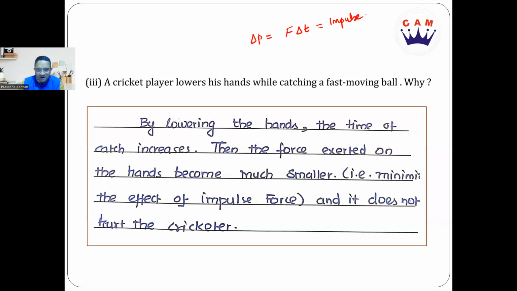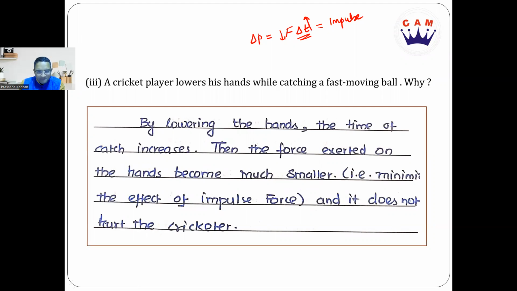So when you lower the hands, you're actually increasing the time here. The moment you increase the time, the impact is going to be less. The force exerted on the hands becomes much smaller, so it does not hurt the cricketer much. Is that clear?